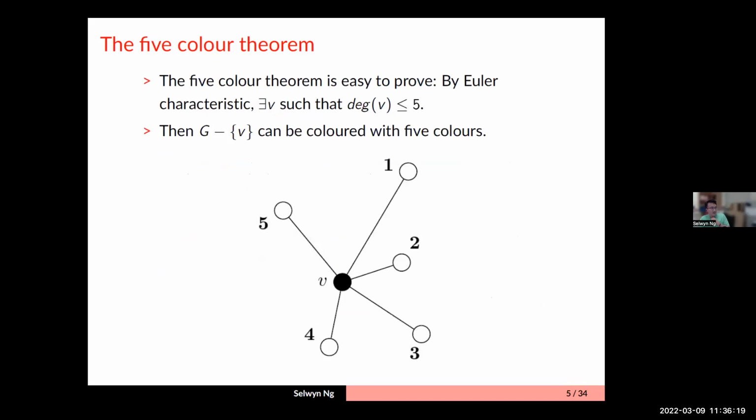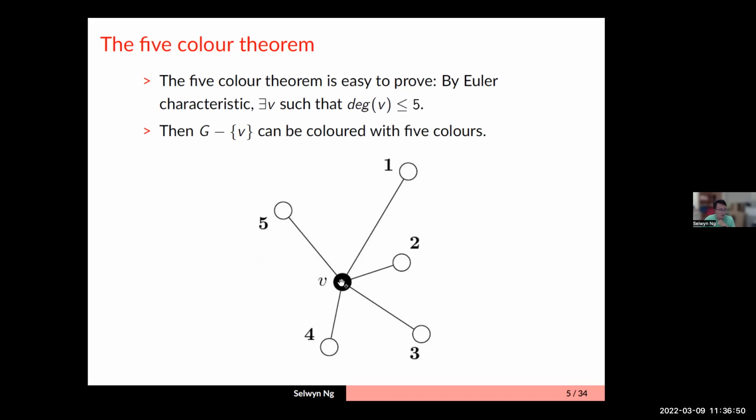Okay, so maybe I'll just start off quickly by showing you the 5-color theorem. This is much easier to prove than the 4-color theorem, and it goes the following way. As with almost all proofs in graph theory, this is by induction. And by the Euler characteristic, which is the theorem about vertices, faces, and edges that all of us know about planar graphs, one can deduce that there must be a vertex with degree at most 5.